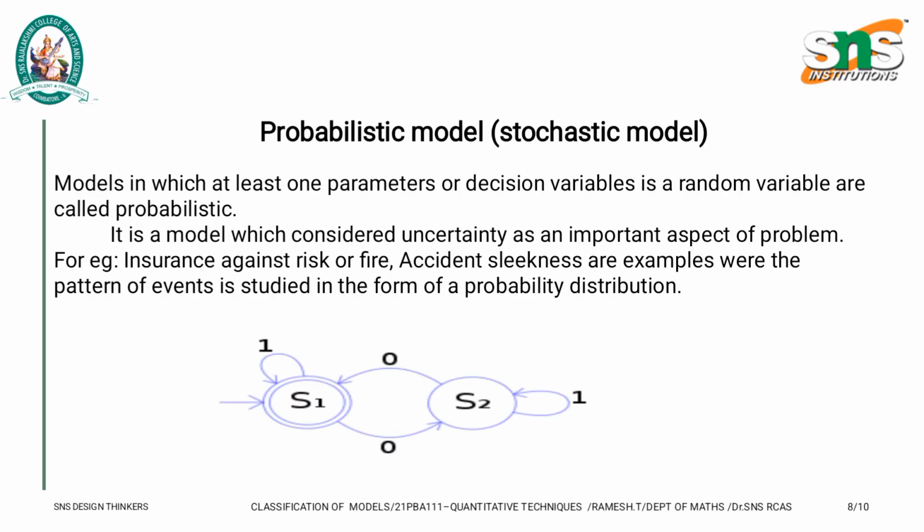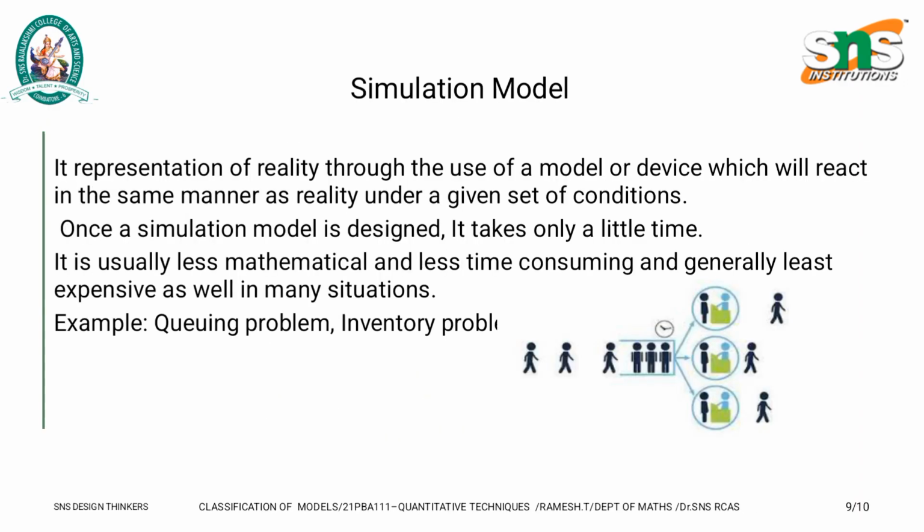Next one is the probabilistic model or stochastic model. It is a model in which at least one parameter or decision variable is a random variable, that is, probabilistic. We know what uncertainty is. For example, insurance against risk, fire, accident, sickness are examples where the pattern of events is studied in the form of probability distributions. We don't know exactly when the event occurs. So in this case, we apply this model. Therefore, this model is called a probabilistic model.